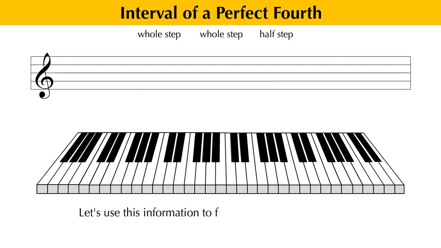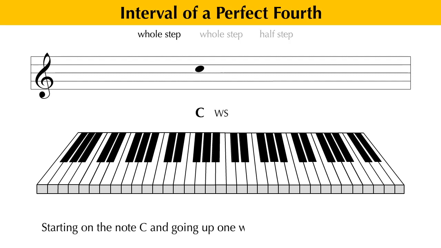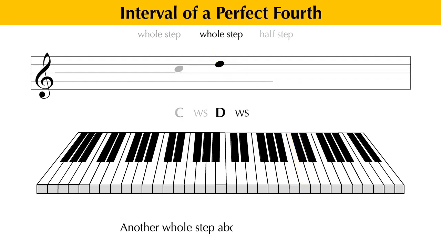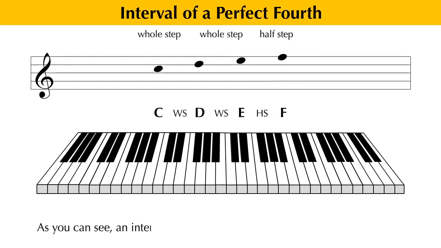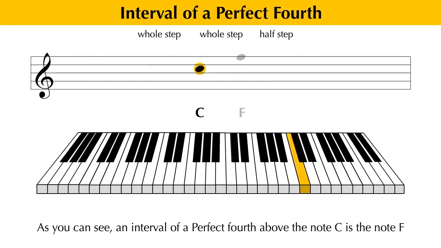Let's use this information to figure out what an interval of a perfect fourth above the note C is. Starting on the note C and going up 1 whole step takes us to the note D. Another whole step above the note D is the note E. And finally, a half step above the note E is the note F. As you can see, an interval of a perfect fourth above the note C is the note F.